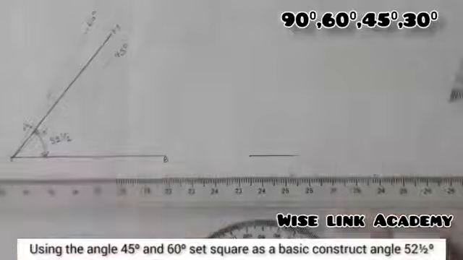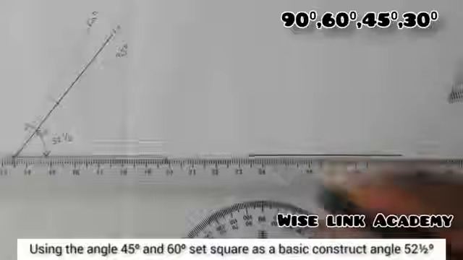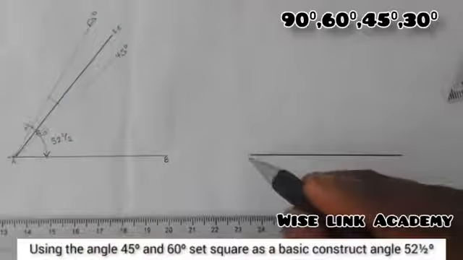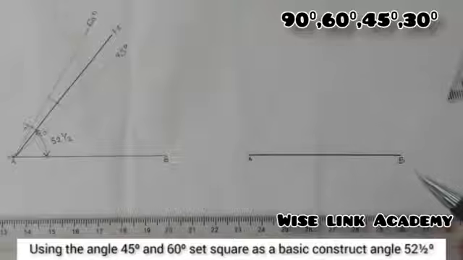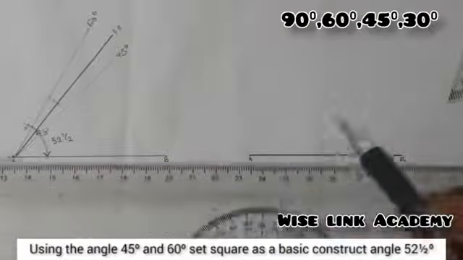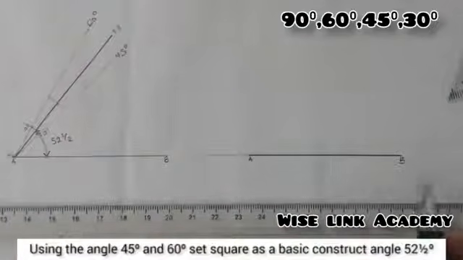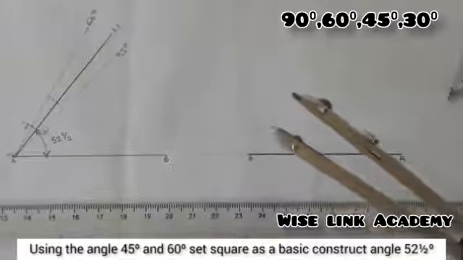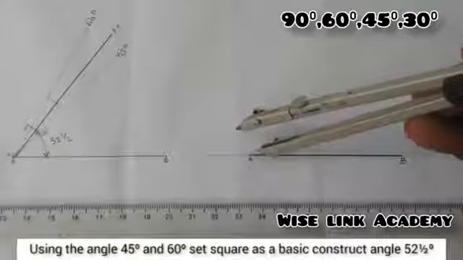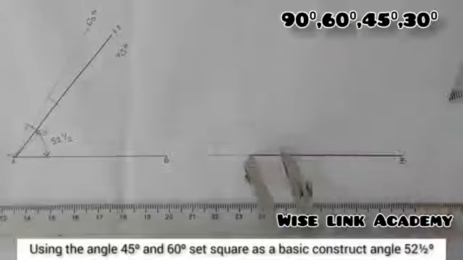Draw a horizontal line this way. This is my point A, my point B. I will extend point A with a faint line. So my next step is what? With any radius of my choice, come to this point A and just draw a semicircle this way.